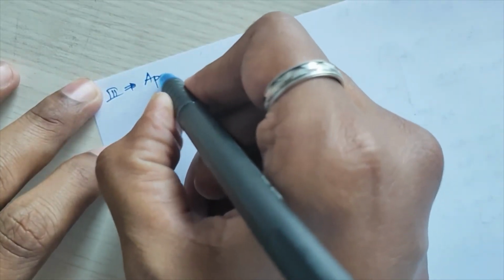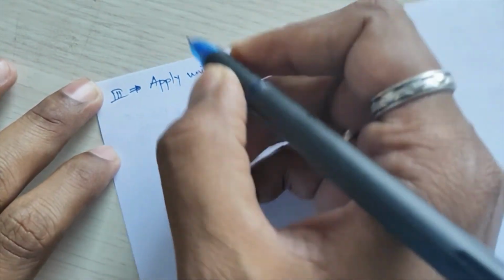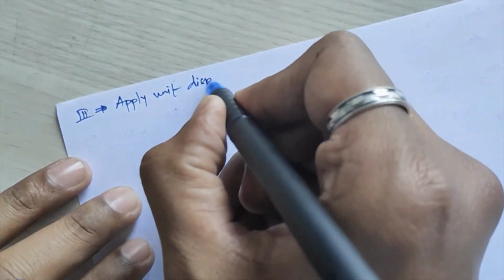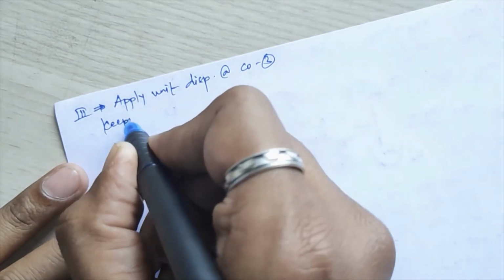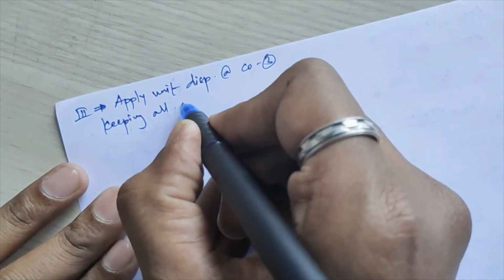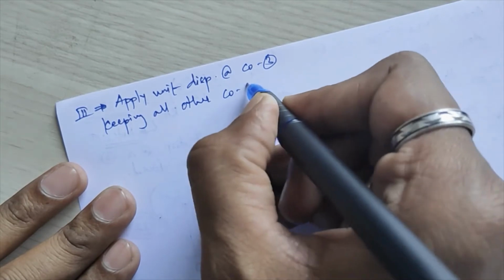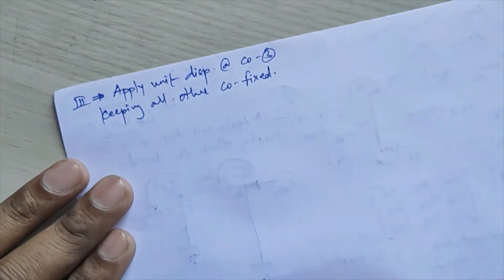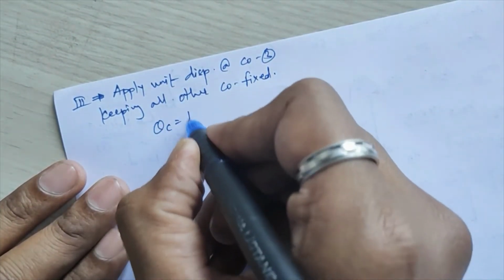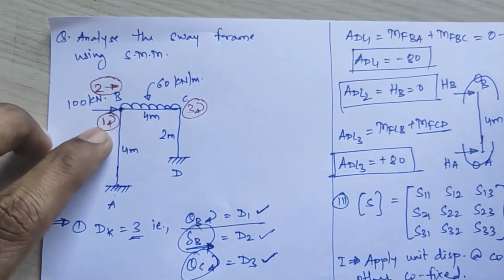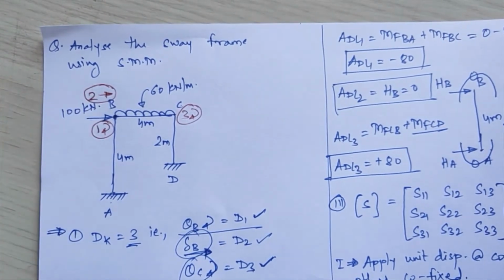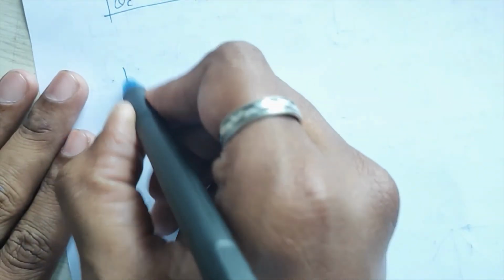We'll apply unit displacement at coordinate 3, keeping all other coordinates fixed. So what you have to do is apply theta C or D3 equal to 1 now, and you have to fix the joint B completely, for rotation and also for the translational swaying displacement. I'll draw the diagram for that.